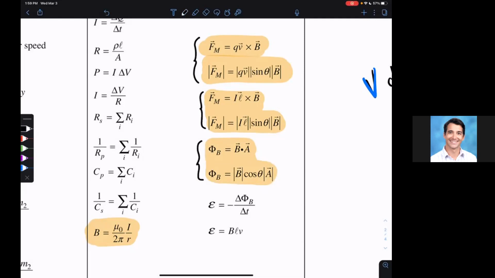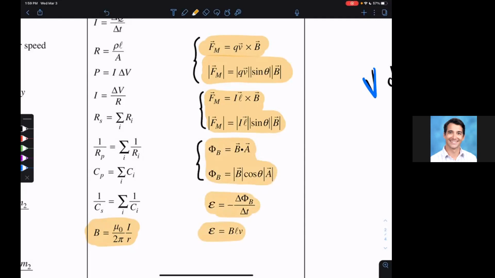Now the last two are kind of independent of each other. Again, you might see that there are some connections here, but it's not like one is a rewritten version of the other. And that's the electromotive force. So this is going to have to do with induction.